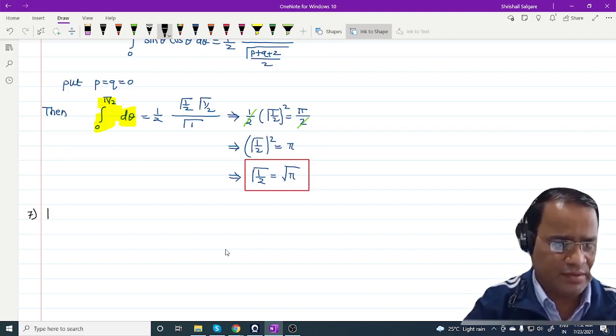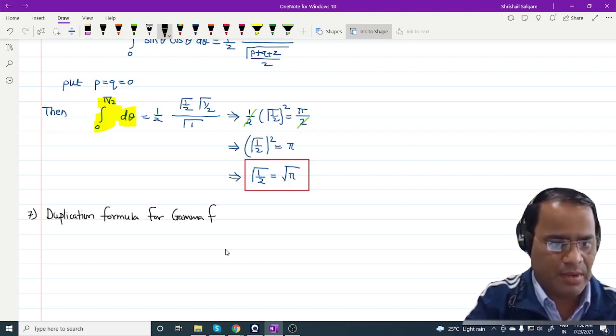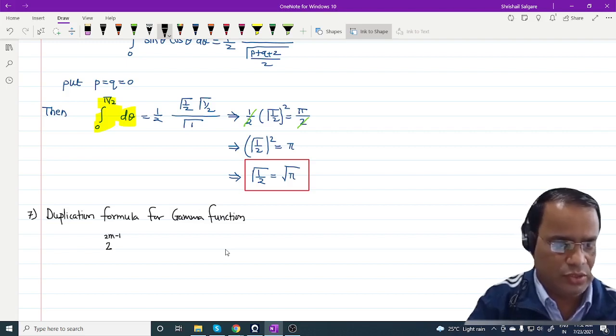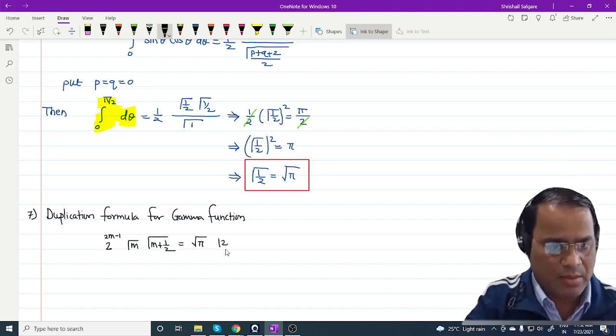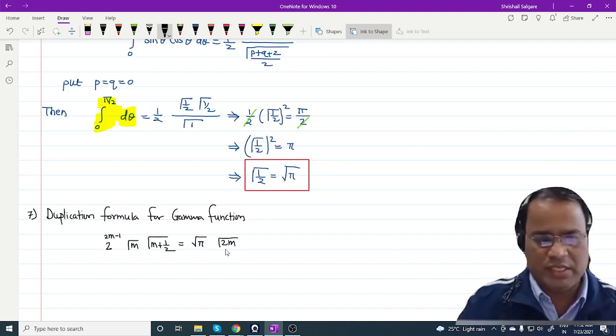So, the duplication formula. The name of the result is the duplication formula for the gamma function. It is given as 2 raised to 2m minus 1 into gamma of m into gamma of m plus 1/2 is equal to root pi into gamma of 2m. So this result you have to accept.